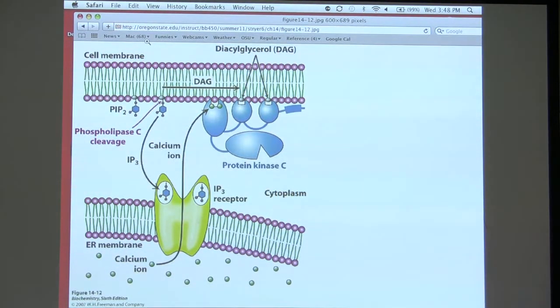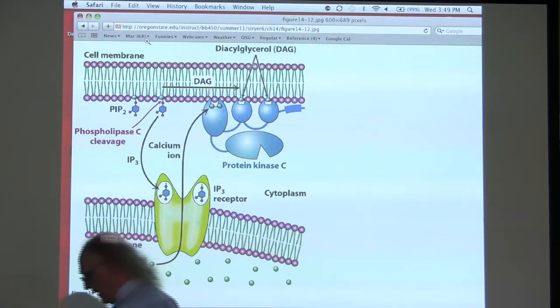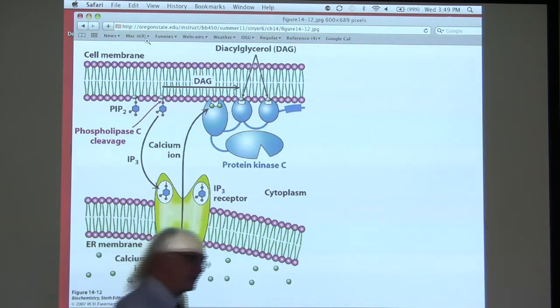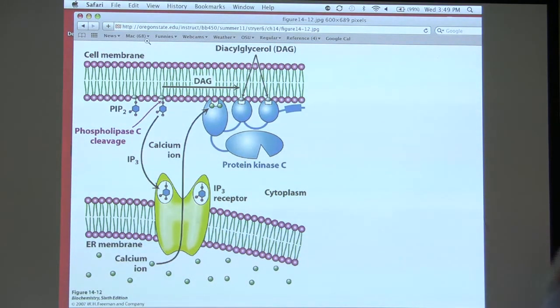All right, so request to go through this process again, and I will do that to hopefully give you a big picture view of what's happening here. We have a response from outside the cell, a first messenger that has bound to an appropriate 7TM receptor. I'm not going to talk about the receptor or what the messenger is here, but suffice it to say that this process has been activated by the first messenger binding to this target cell. The binding of the first messenger caused a shape change in the 7TM, which caused phospholipase C to become activated.